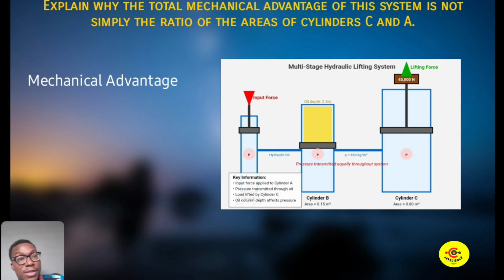So, if cylinder A moves down a large distance with small force, cylinder C will move up a tiny distance with a pretty huge force. So, the work done must be equal. Plus, that intermediate cylinder B is just transmitting pressure. It doesn't multiply your mechanical advantage. And in real systems, you lose energy to friction and or compression.